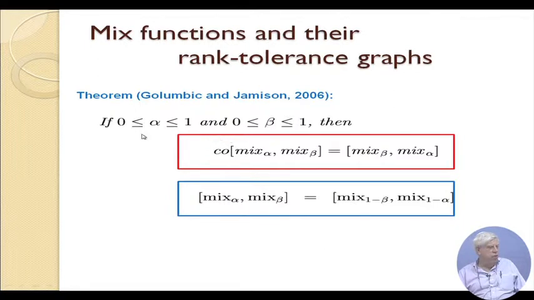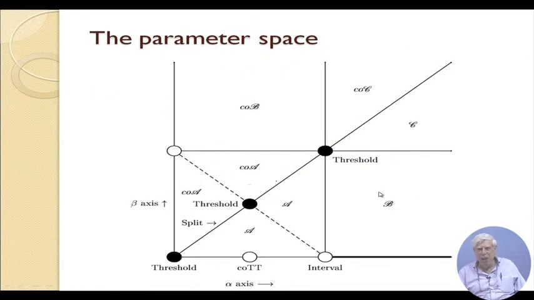And we showed that if you look at mixing your mix, you have an alpha mix and a beta mix. Alpha for one side and beta for the other side. Then you got results something like this. The complements of mix alpha mix beta is equal to mix beta mix alpha. So that looks nice, right? And mix alpha mix beta is equal to mix 1 minus beta mix 1 minus alpha. Whoa. I could even plot that on a kind of diagram here.